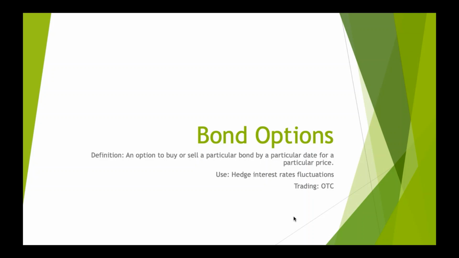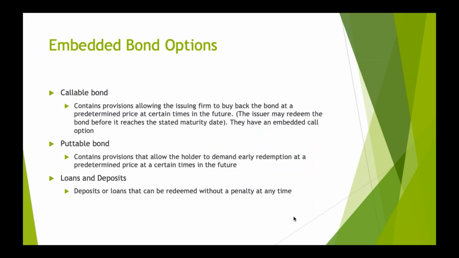This is an option to buy or sell a particular bond by a particular date for a particular price. This is basically the same as what we already know about options, but the underlying asset in this case will be a bond. It is used to hedge interest rate fluctuations, and it is traded over the counter. We have two major categories of bond options. First is the embedded bond options, and second is the European bond options.